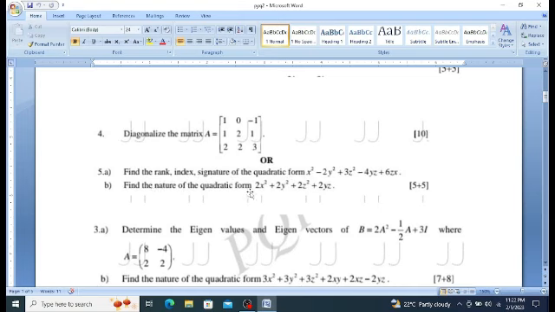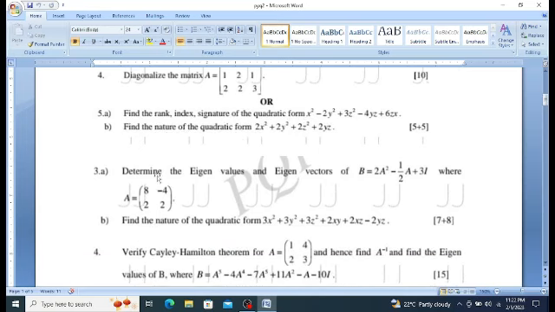Find the nature of the quadratic form. Just similar to this, convert this quadratic form into canonical form and then find the nature of that quadratic form. The next question we have here, determine the eigenvalues and eigenvectors for this matrix B, where A matrix is given as.